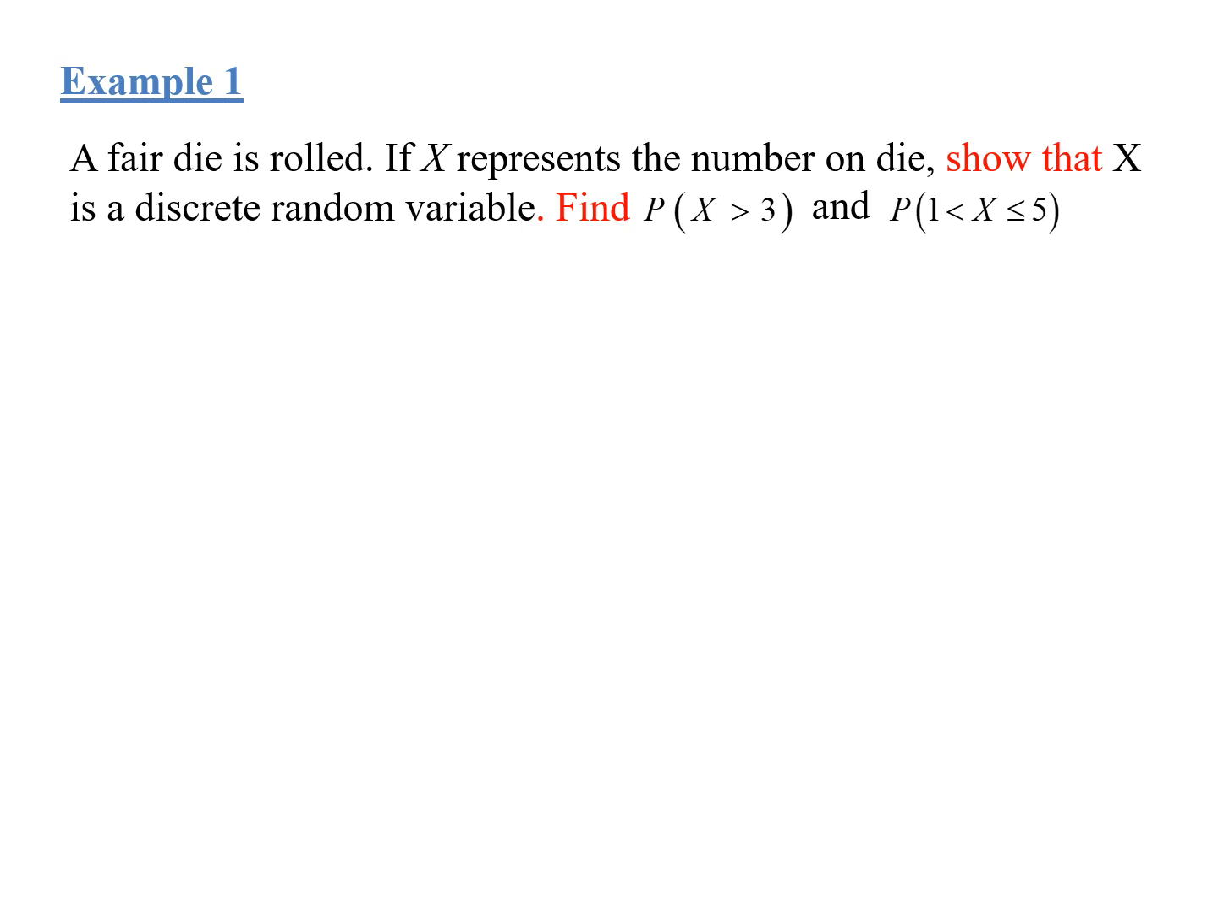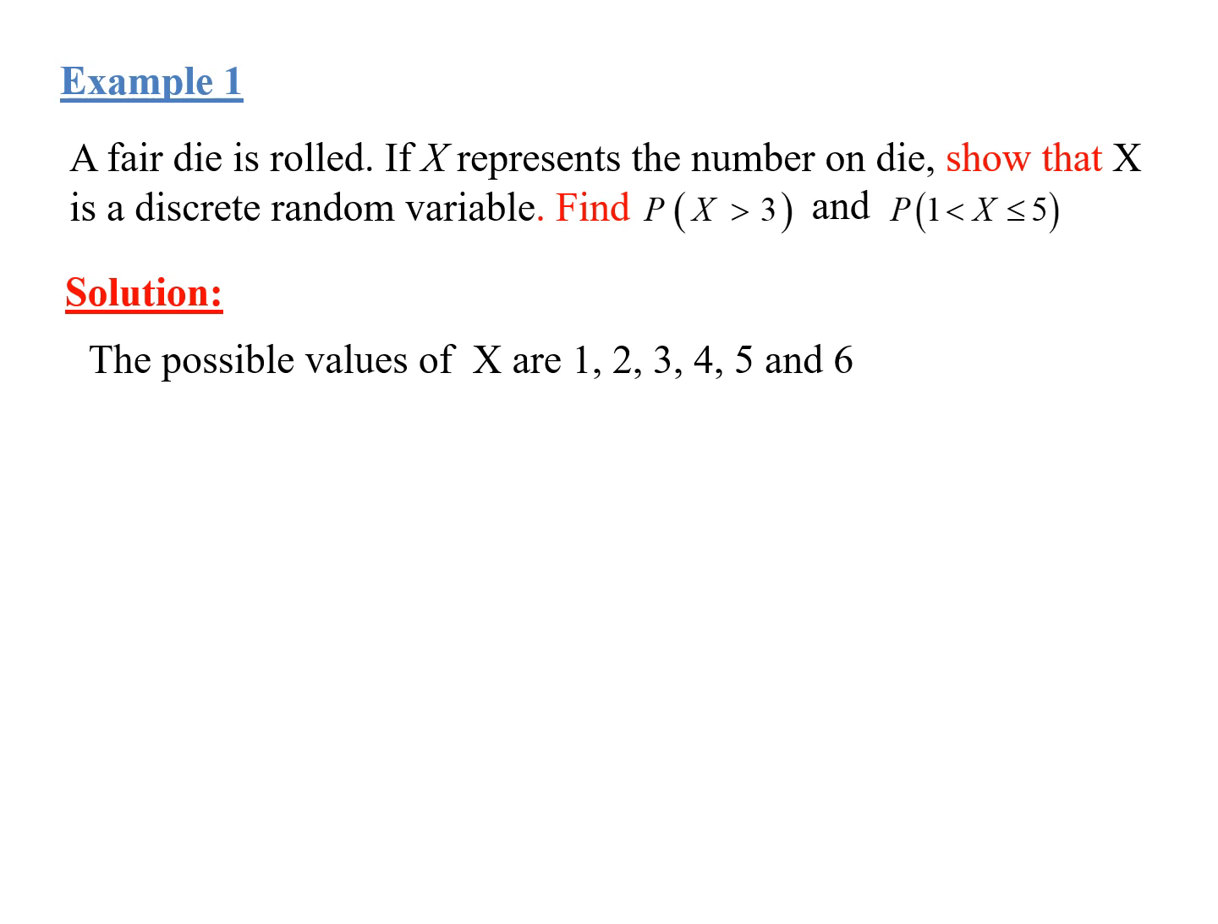Let us look at example 1. A fair die is rolled. If X represents the number on the die, show that X is a discrete random variable. Find (a) probability X is greater than 3 and (b) probability for X is less than or equal to 5, greater than 1. Okay, for the solution, the possible values of X are 1, 2, 3, 4, 5, and 6.